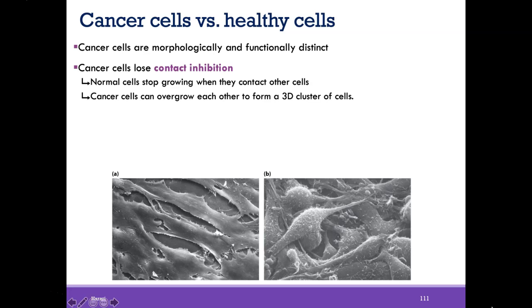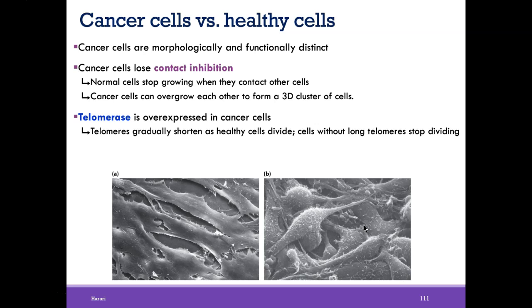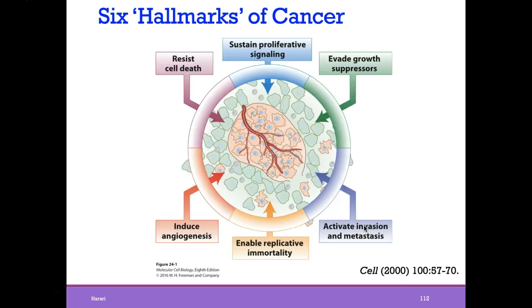Right? They can even form 3D clusters of cells. Telomerase, we said, is overexpressed in cancer cells. In normal cells, telomeres gradually shorten as cells divide. After about 50 divisions or so, cells don't have telomeres and they stop dividing. In cancer cells, they have the enzyme telomerase that always extends their telomeres. So there's always going to be long telomeres and the cells will not stop dividing. That makes them almost immortal. Right? Telomerase constantly extends telomeres, making cancer cells immortal.